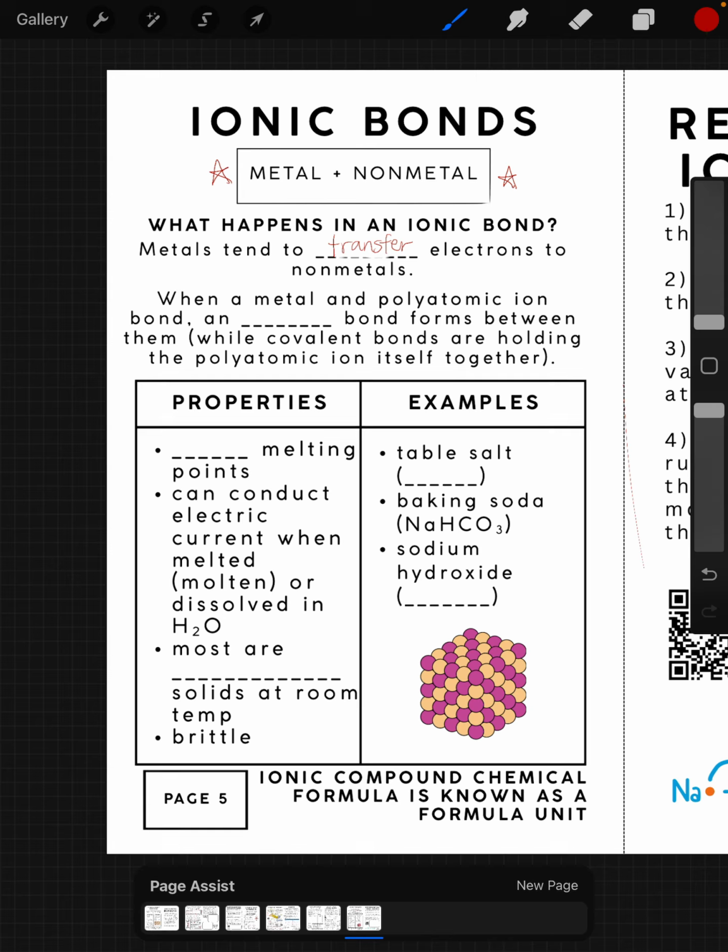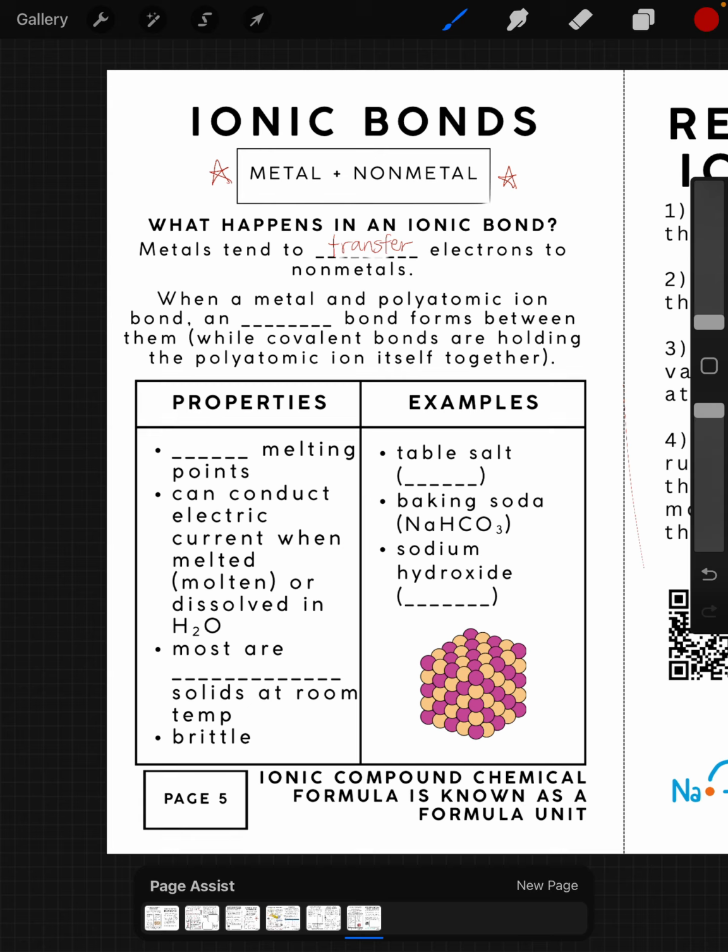And when you mix those two things together, what happens is that the nonmetals get what they want by being able to steal an electron and fill their octet, and metals get what they want by being able to get rid of that 1 or 2 or 3 leftover valence electrons and being able to have their new full octet. So that's the gist of ionic bonds.